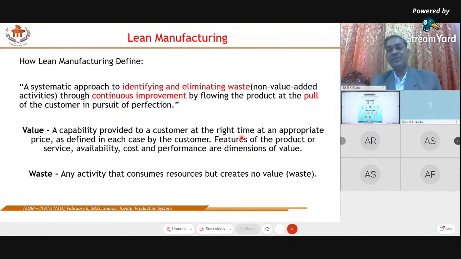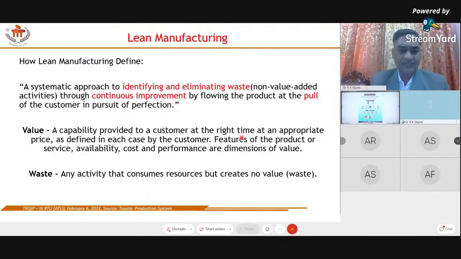Then if you define lean manufacturing in terms of the value, that is capability provided to a customer at the right time, at an appropriate price, as defined in each case by the customer. So that is the value for money. So features of the product or services, availability, cost, performance are dimensions of the value.